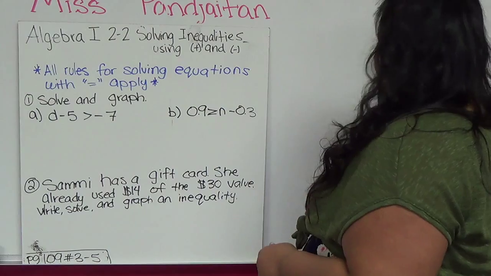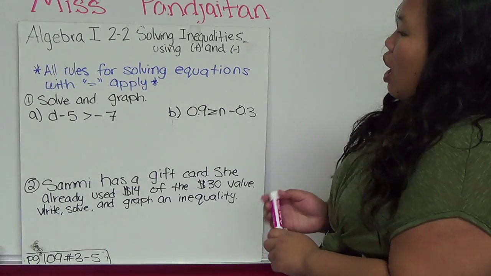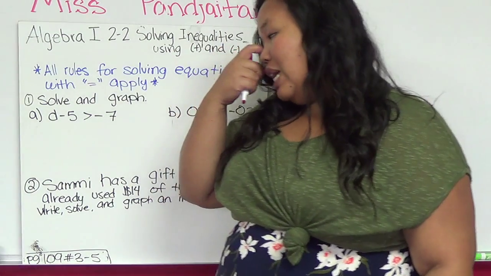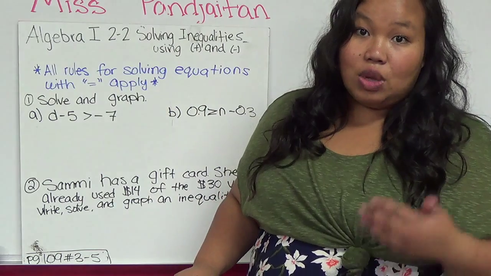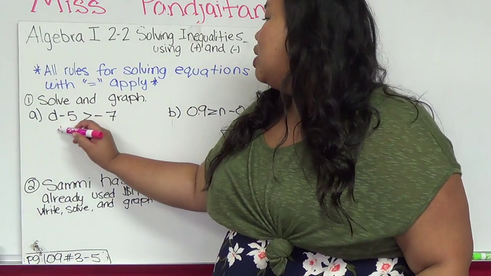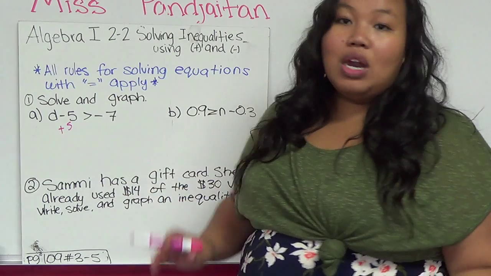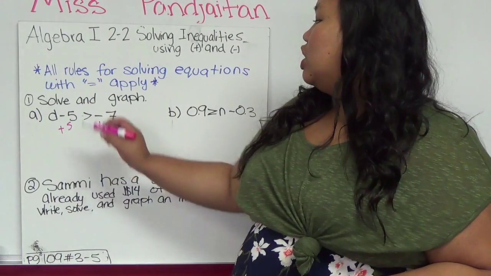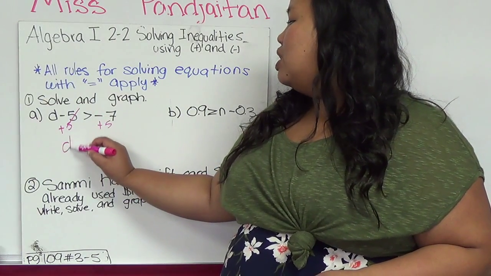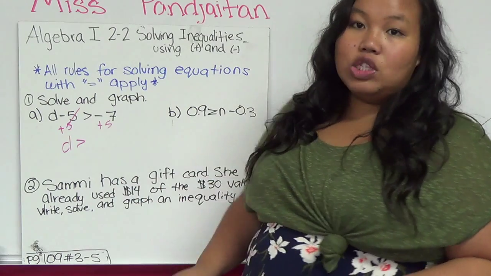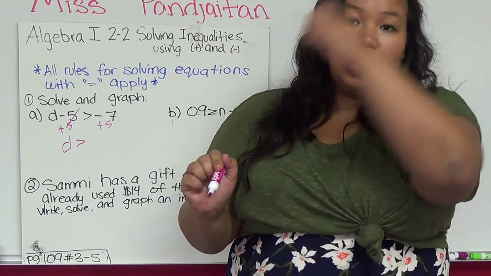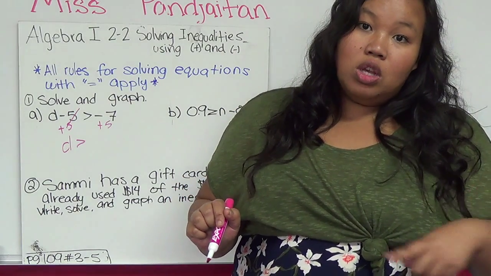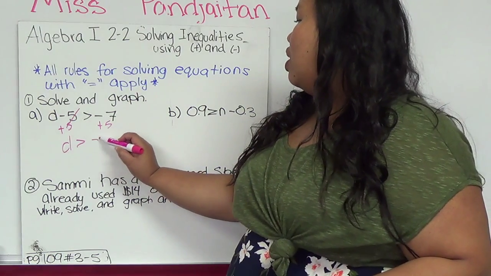It's asking us to solve and graph, so let's focus on solving at this point. We know that D has a friend on its other side that's keeping it from being isolated, and that's negative 5. The opposite of negative 5, because I want to get rid of it to isolate D, is positive 5. But again, whatever I do to one side, I have to do to the other, so I also have to add 5 here. So these cancel out, and I end up with D is greater than negative 7 plus 5. I start at negative 7 on the number line, and I jump 5 over, getting more towards the positive numbers, so I'm left with negative 2.